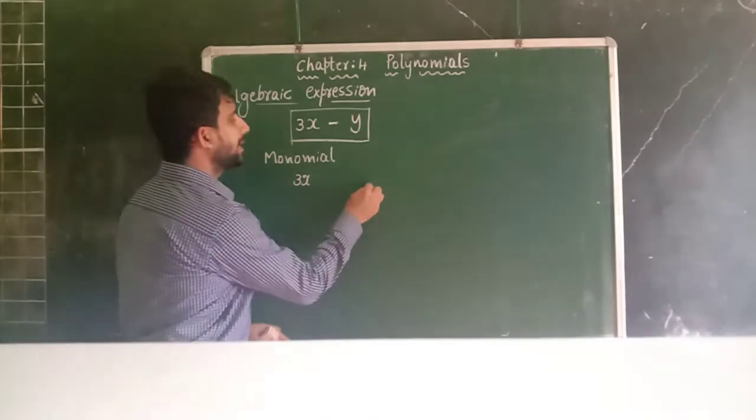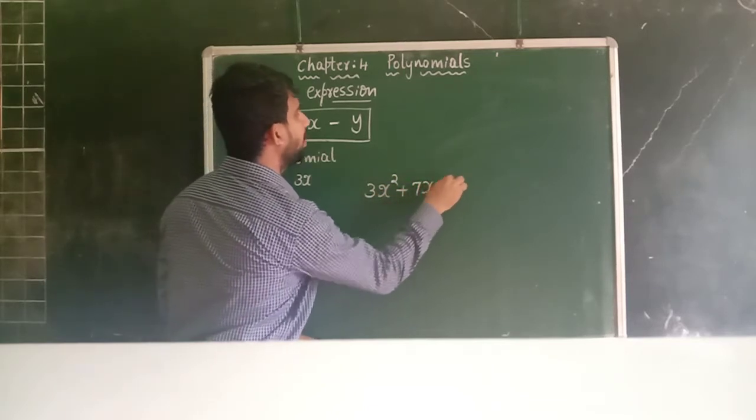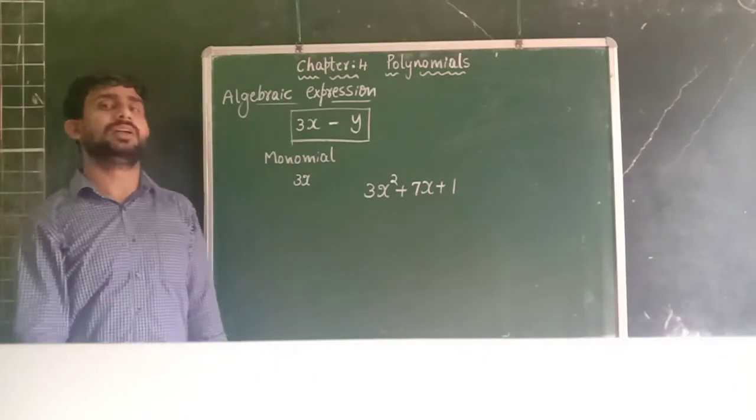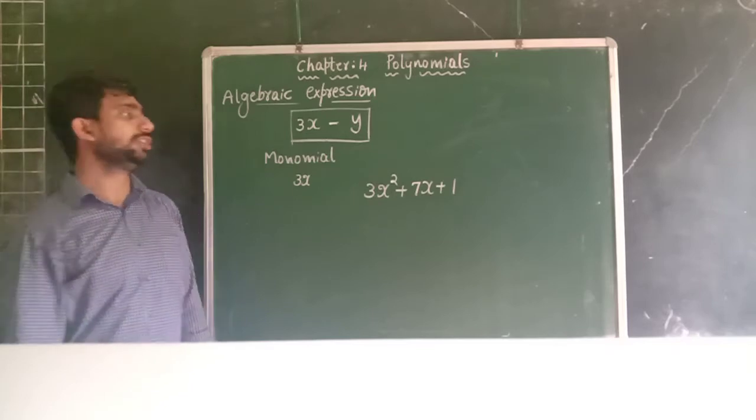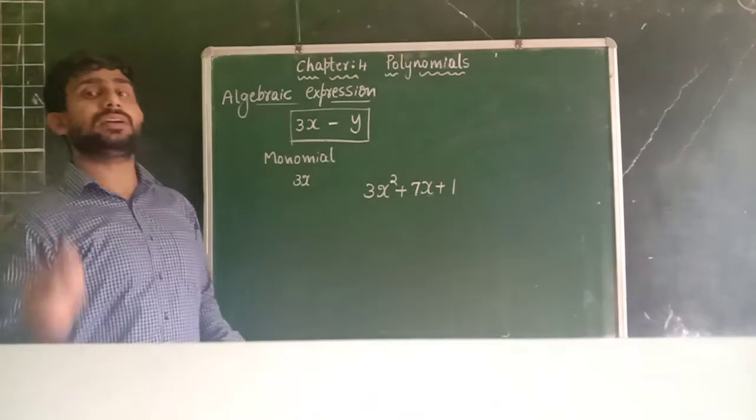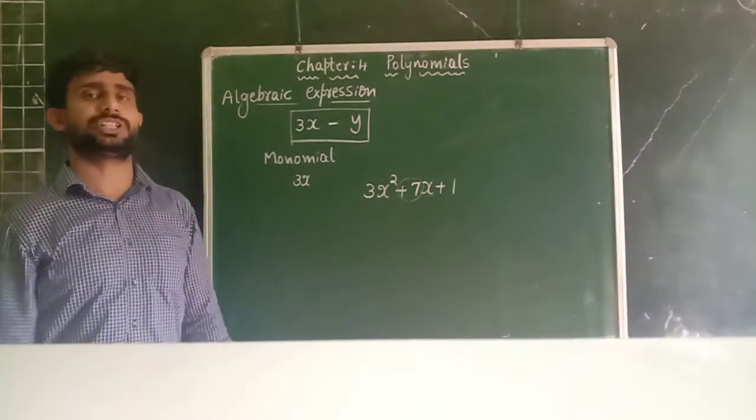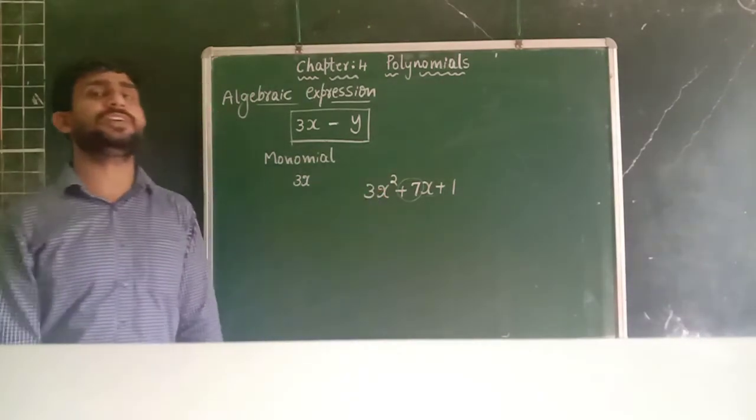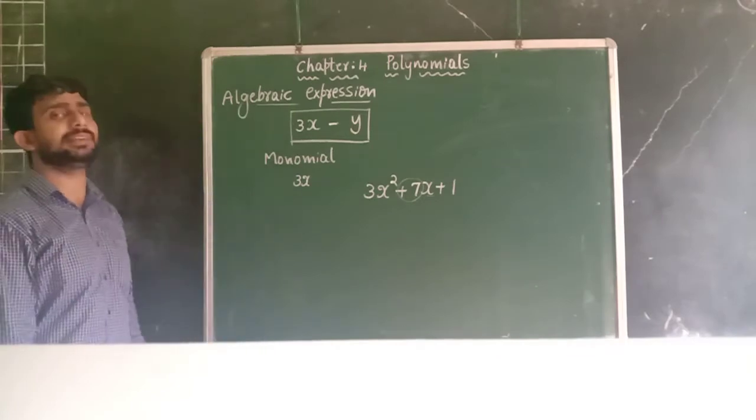I'll write an algebraic expression: 3x squared plus 7x plus 1. It is an algebraic expression. It has three terms, therefore it is a trinomial. Now, what is the numerical coefficient of x? Numerical means number. It has plus 7. Plus 7 is the numerical coefficient. What is the coefficient of x squared? Coefficient of x squared is 3.